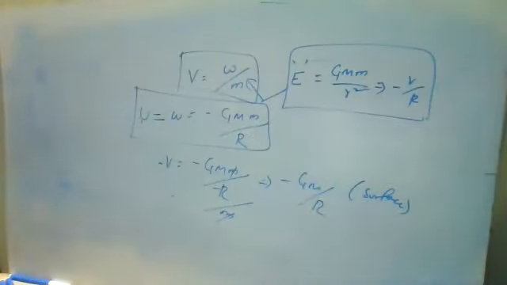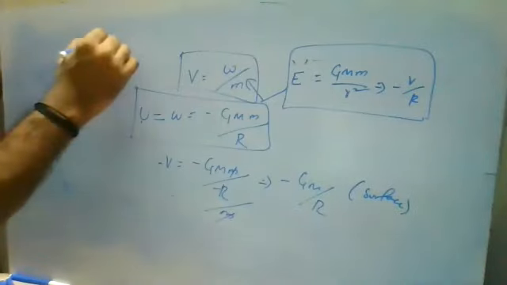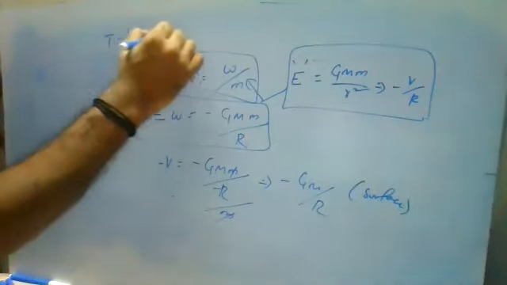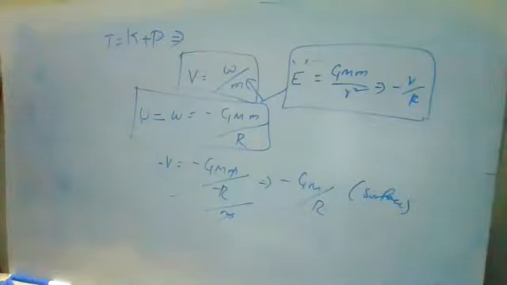Okay. So next one, total energy of an object. When we are discussing the total energy of an object, total energy is nothing but kinetic energy plus potential energy. Total energy is equal to kinetic energy plus potential energy.